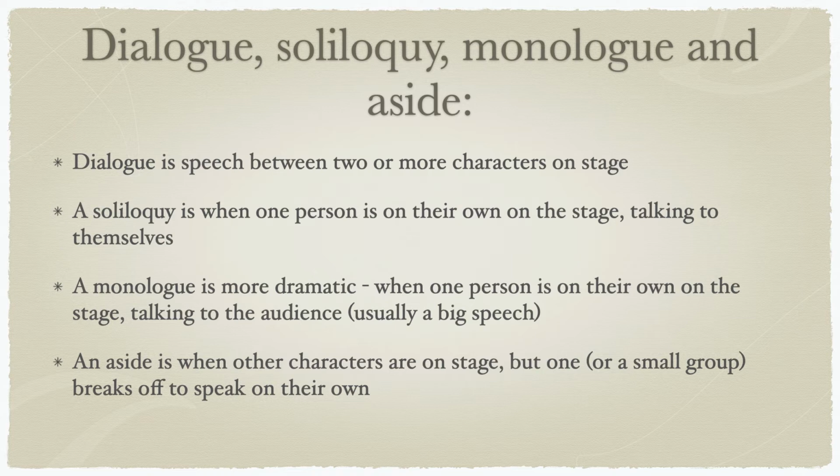And what happens in an aside is when there's more characters on the stage, but then one or sometimes two, but tends to be one character goes to the side of the stage and just says something. Usually they've got like a sneaky plan about everyone else on the stage, and they're trying to bring either someone along to talk to them about the sneaky plan, or they just tell the audience.